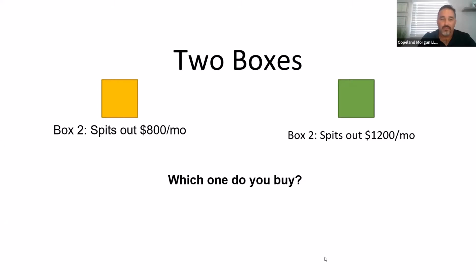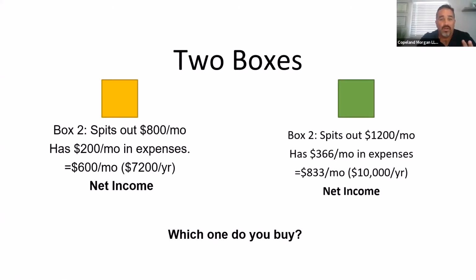But what if I told you the box 1, the yellow box, we said it spits out $800 a month, but it has $200 a month in expenses. So now that changes our equation a little bit. It's only producing $600 a month net, or $7,200 a year. However, our green box only has $366 in expenses, but on more income, so it's got a net of $833 a month, or $10,000 a year. So now which one do you buy?